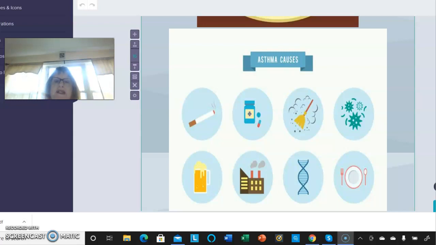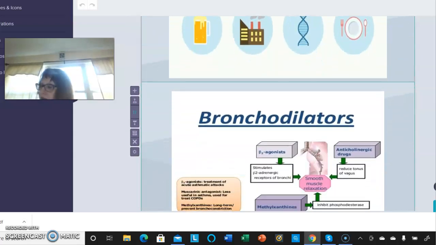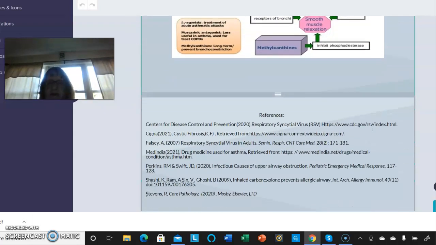Some causes of asthma are cigarette smoking, medications, dust, environmental allergens, pollution, foods, stress. Some treatments of asthma are bronchodilators, eliminating allergens, corticosteroids, nebulizer treatments, and chest PT.